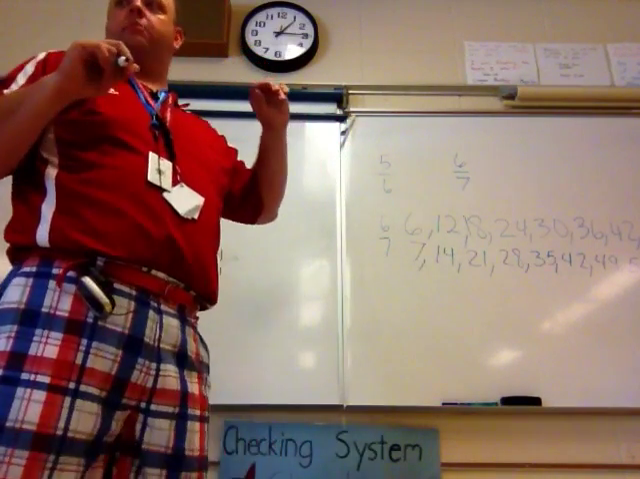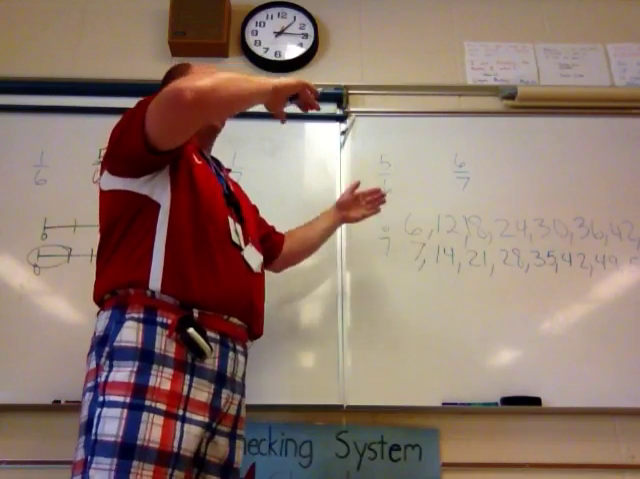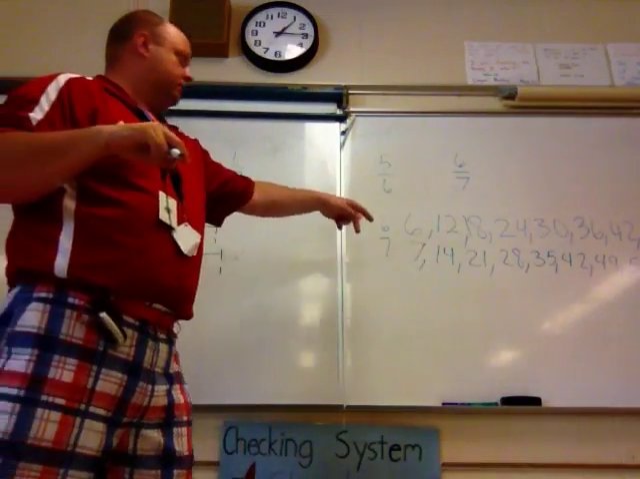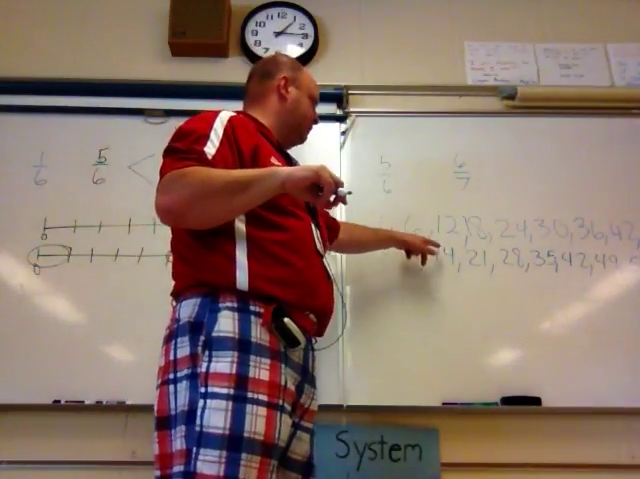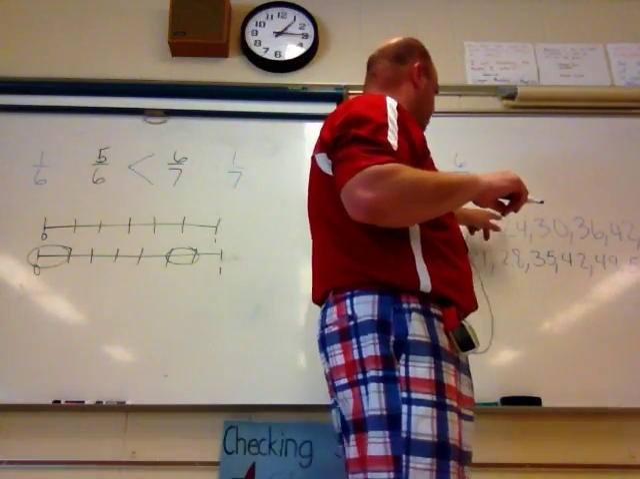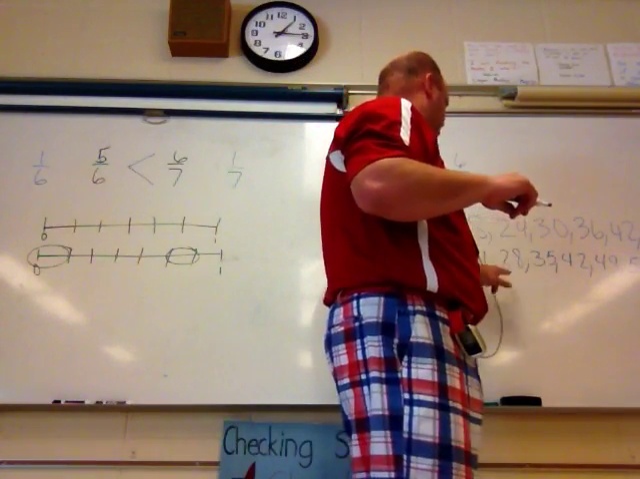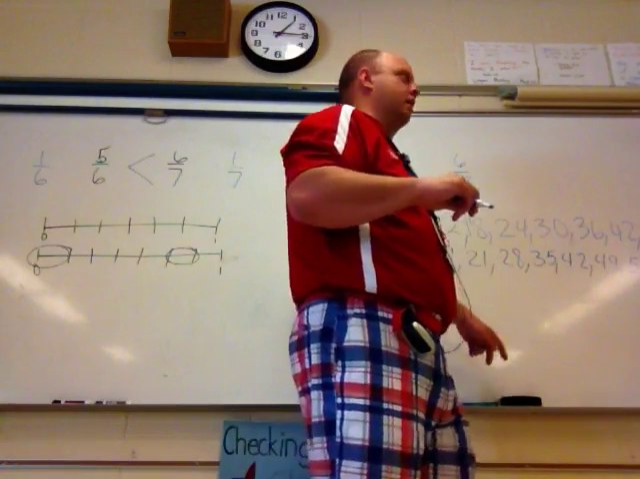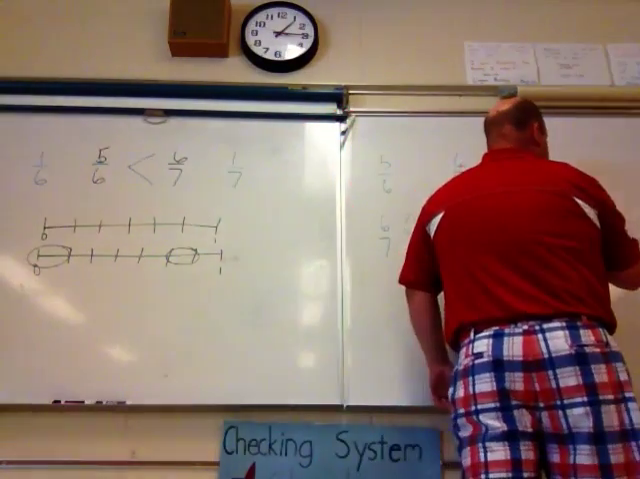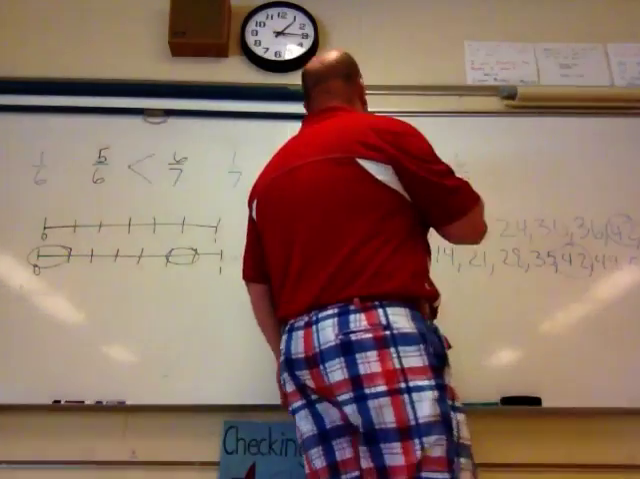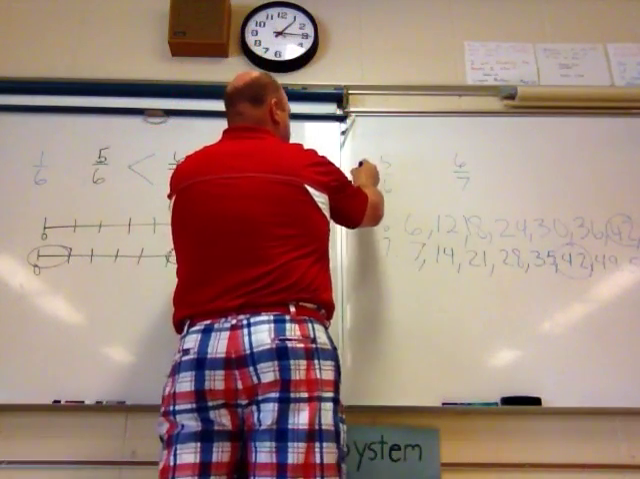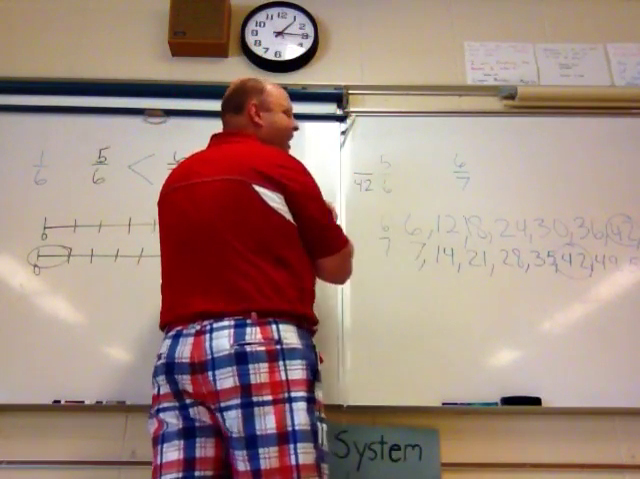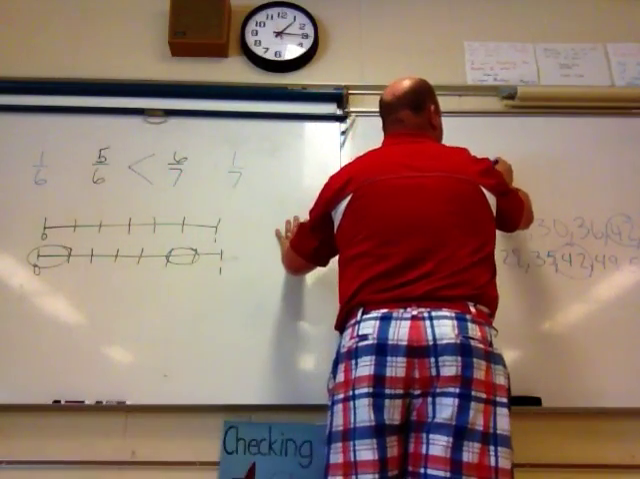Now, you're going to play a game called What Do They Have in Common? See a 6, don't see a 6. See a 12, don't see a 12. See an 18, don't see an 18. 24, nope. 30, 36, 42. Yes. Bingo. Winner, winner, chicken dinner. So 42 just became your common denominator.